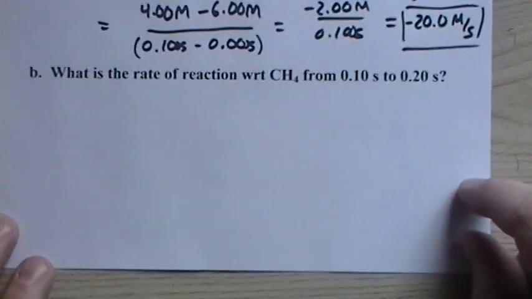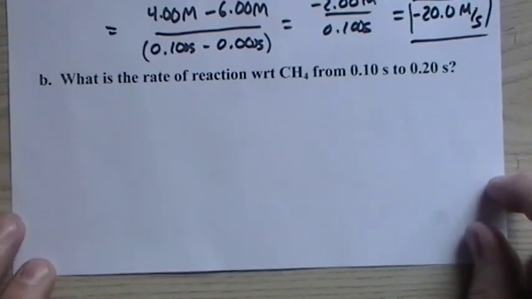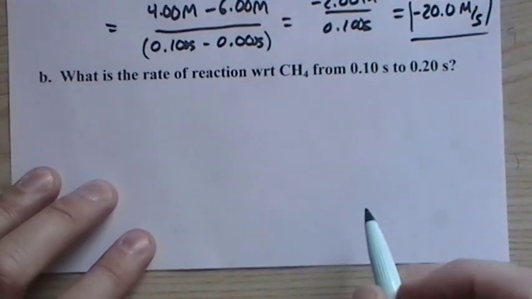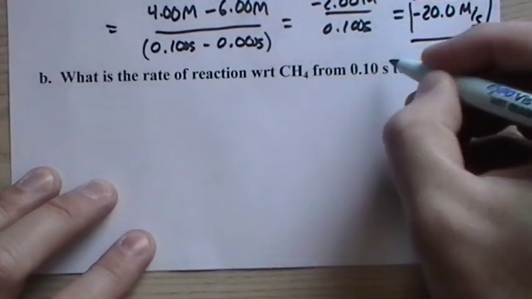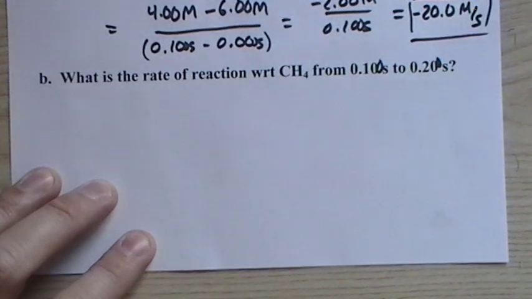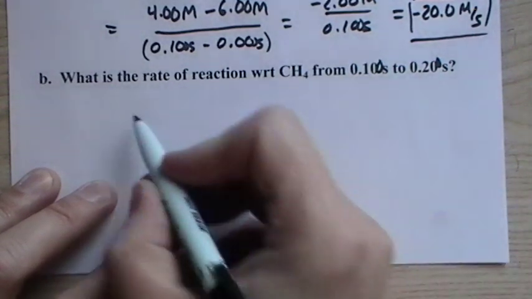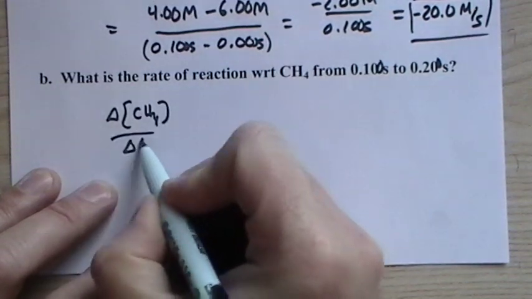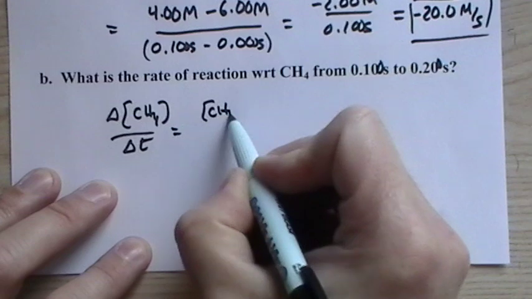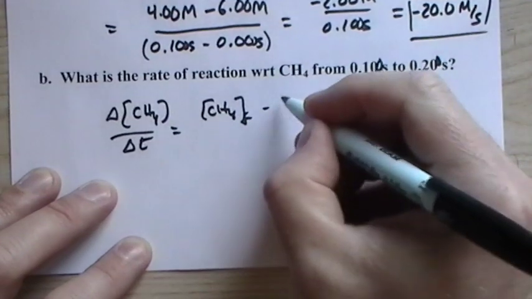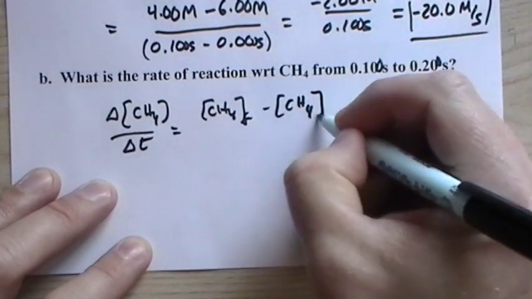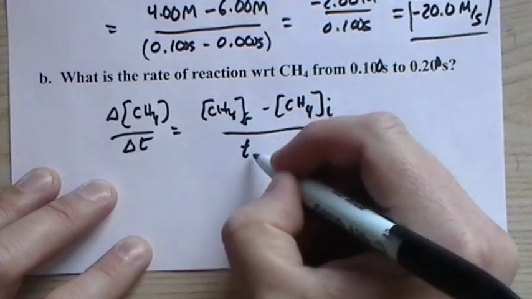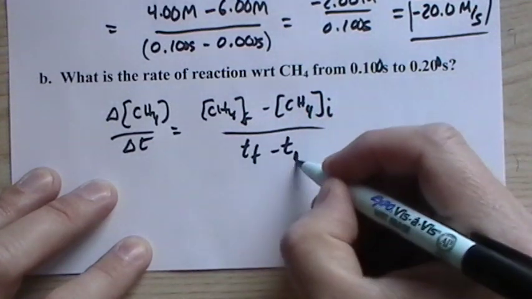And let's try this one really quickly. What is the rate of reaction with respect to methane from 0.1 to 0.2 seconds? And again, we should have 3 significant figures, so we'll have 3 at the end. So same thing. We have methane. I'm just going to say final and initial. Make it easy. T final minus T initial.